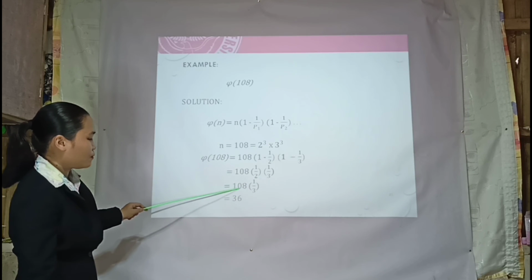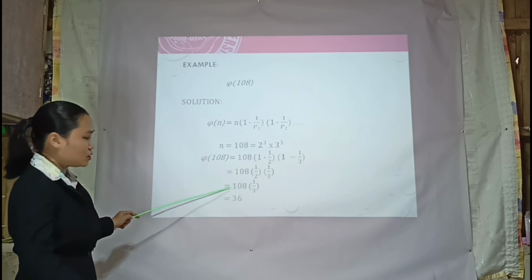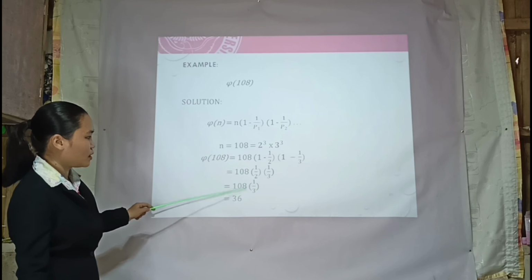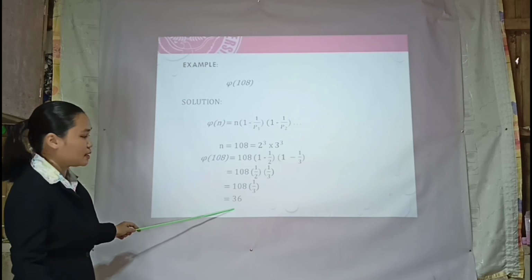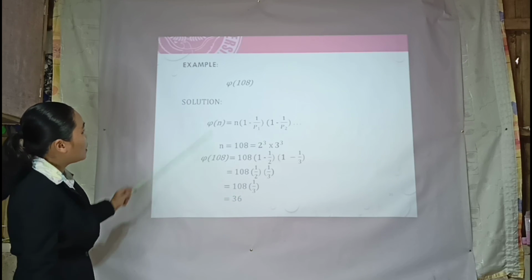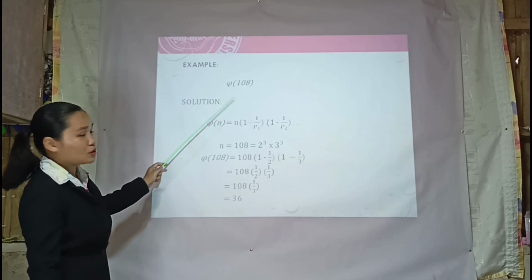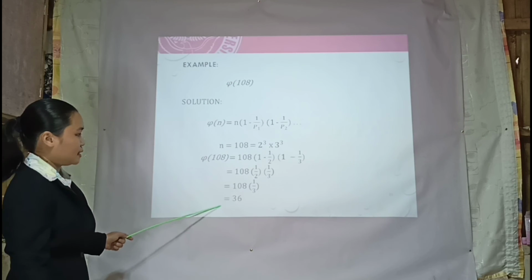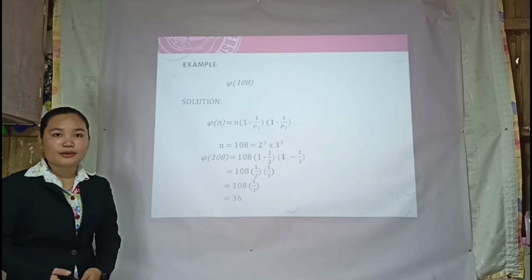So, equals 108 times 1 third. If we solve this, you can solve it in your seat. So, 108 times 1 third, we have 36. So, the answer of phi of 108 is 36. Okay, do you understand?